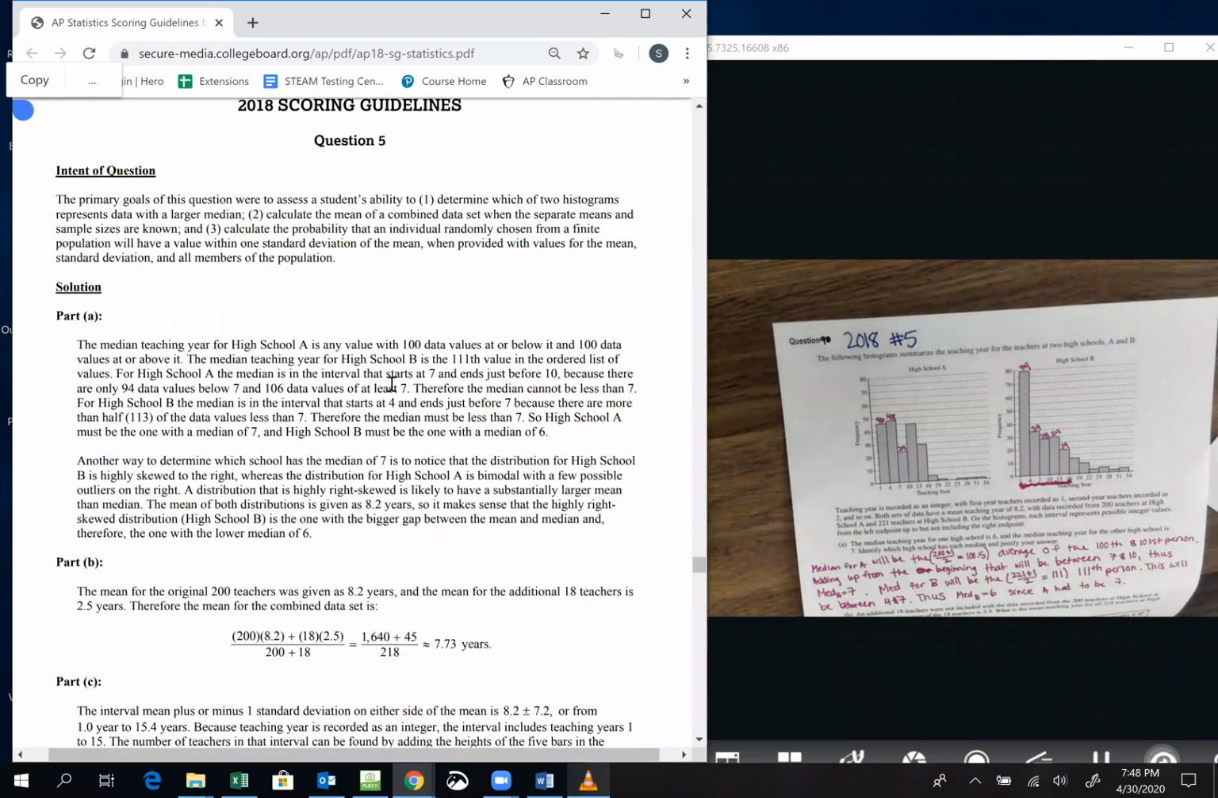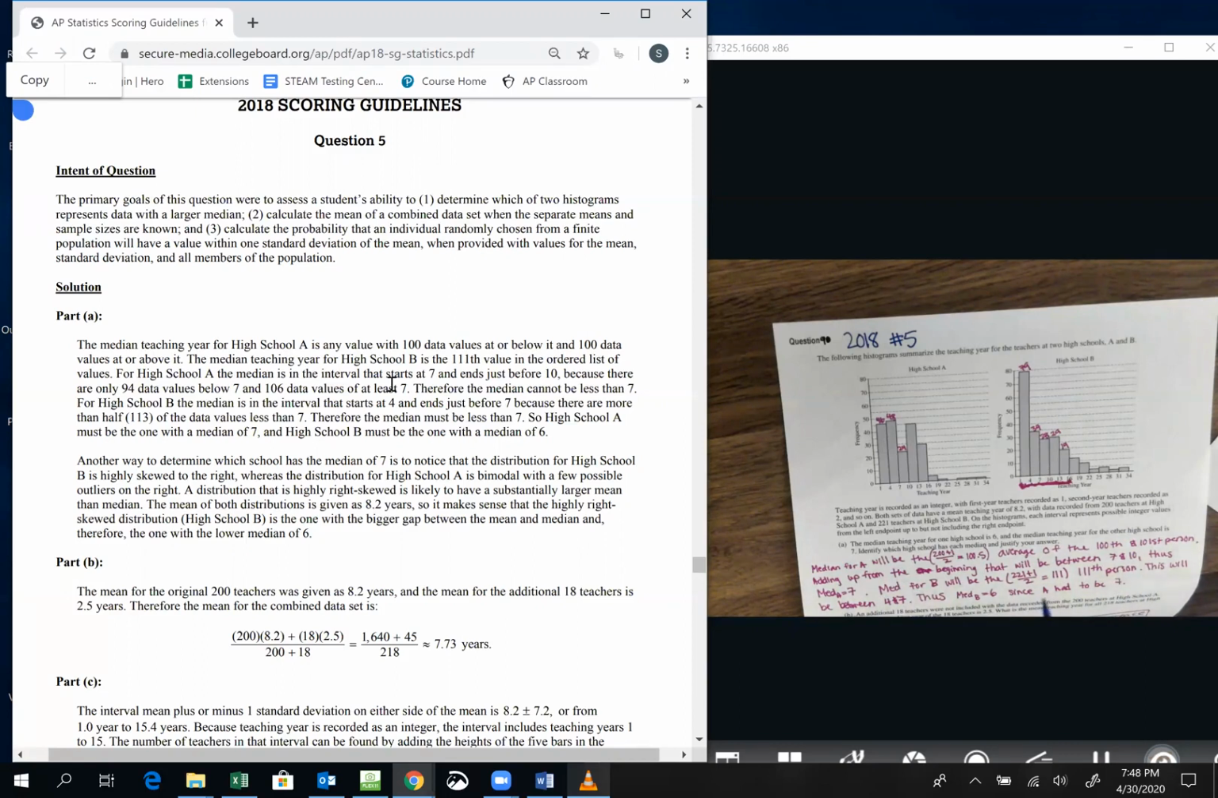The median teaching year for one high school is 6. The median teaching year for the other high school is 7. Identify which high school has each median and justify your answer. So I said median A will be the average of the 100th and 101st person. The way I got that was I took how many people were in the population, 200 plus 1 divided by 2, 100.5. Adding up from the beginning, that will be between 7 and 10. Thus, the median for A has to be 7.